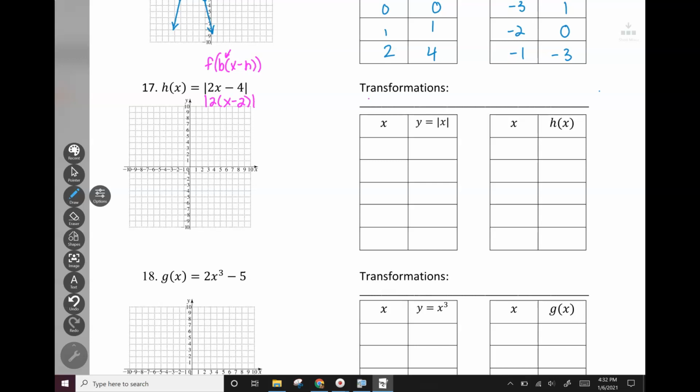So that 2 on the inside of the absolute value is going to be a horizontal compression by 1/2. And then the -2 is going to make it move to the right 2. Okay, let's get our parent function right here in the first table. So -2, -1, 0, 1, 2. Typically that's what I start out with for the x values, unless I need perfect squares or perfect cubes for the square root and cube root functions.